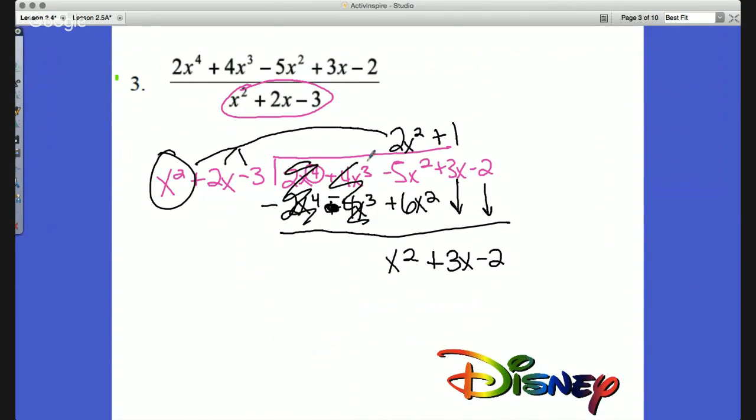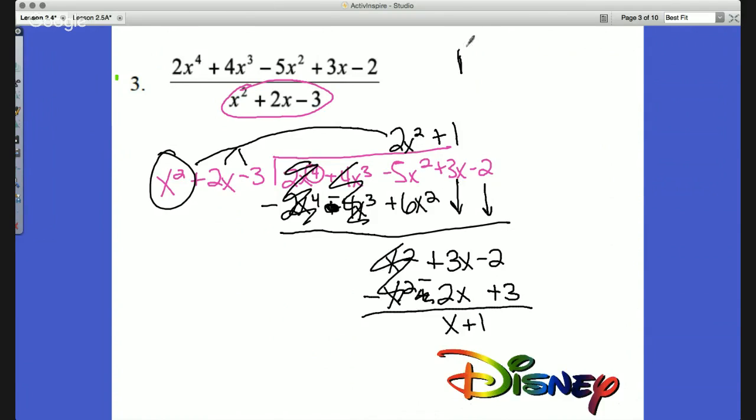It's kind of weird, right? Because you usually have something in there. But if they're the same thing, you just put 1, because 1 times x squared is x squared. 1 times 2x is 2x. 1 times negative 3 is negative 3. So we change the sign to negative, negative, and positive. This one cancels. 3x minus 2x is x. Negative 2 plus 3 is positive 1. Nothing left. There's nothing left to bring down, right?